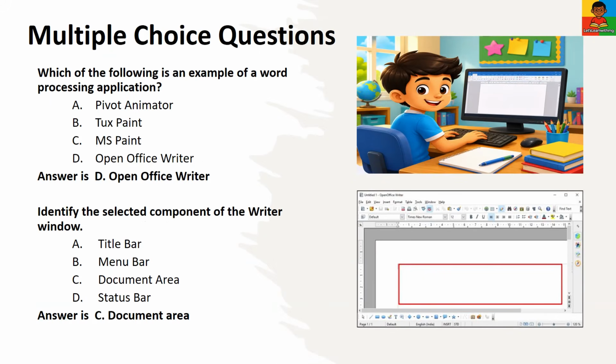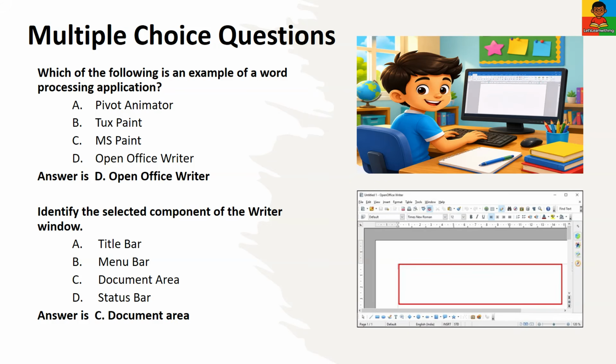Question: which of the following is an example of a word processing application? A. Pivot Animator. B. Tux Paint. C. MS Paint. D. OpenOffice Writer. The answer is D. OpenOffice Writer.